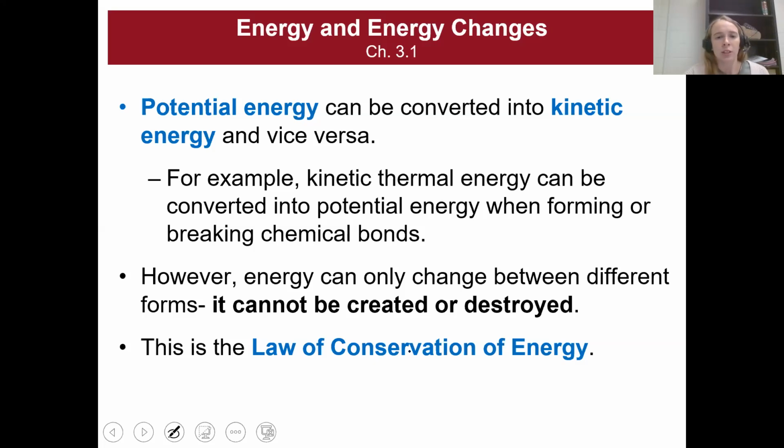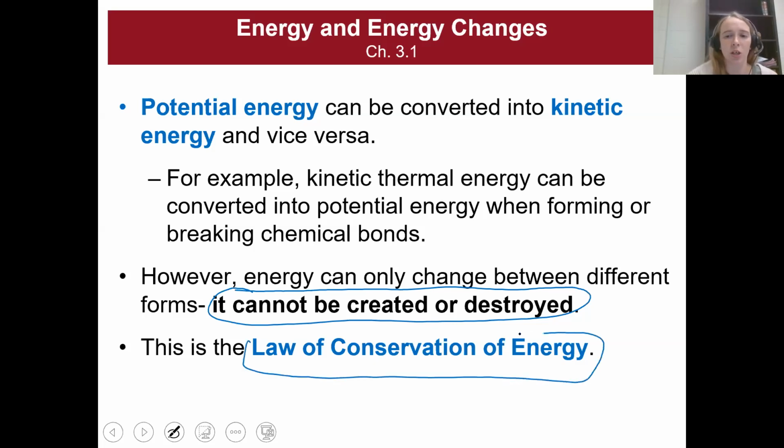So energy can only change between different forms. It cannot be created or destroyed. We can have potential energy become kinetic energy or vice versa. We can have light energy become heat energy, become motion energy, whatever. But it can't be created or destroyed. Whatever energy you start with, if it goes into a different system, the other system is going to get the exact same energy that left the first system. That is the law of conservation of energy. That's very important. Remember that.